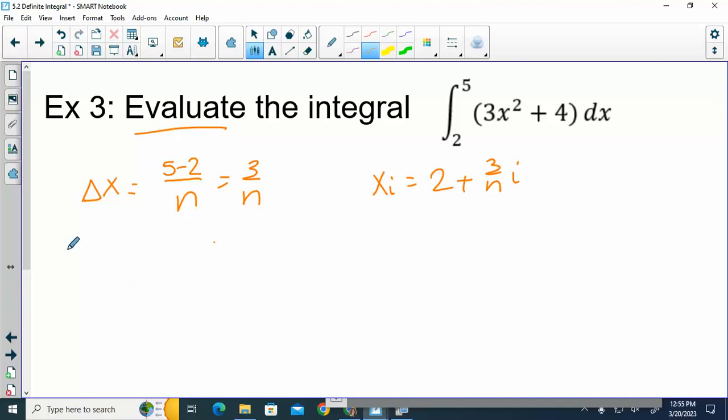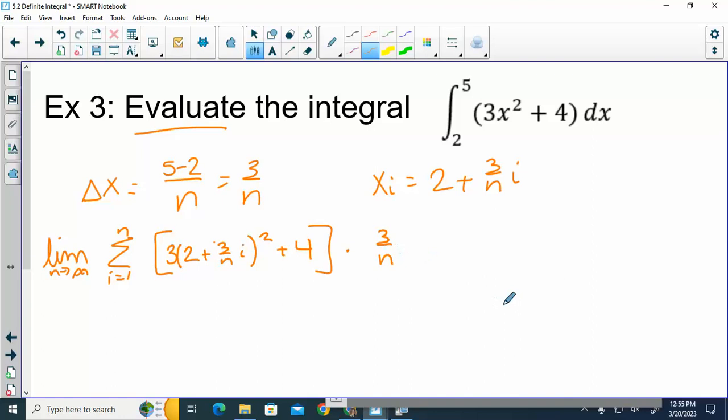Alright, so if I actually want to work it out, we're doing the limit as n goes to infinity of the sum from 1 to n. My function, you are going to that and you're replacing your x's with this 2 plus 3 over n i. And dx, what am I changing that to? Alright.